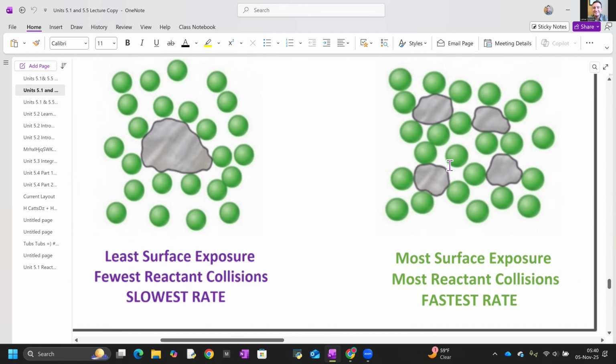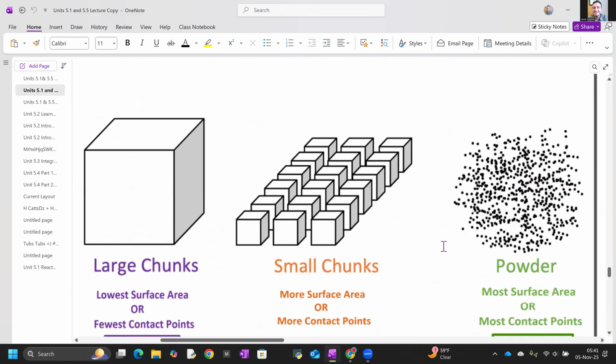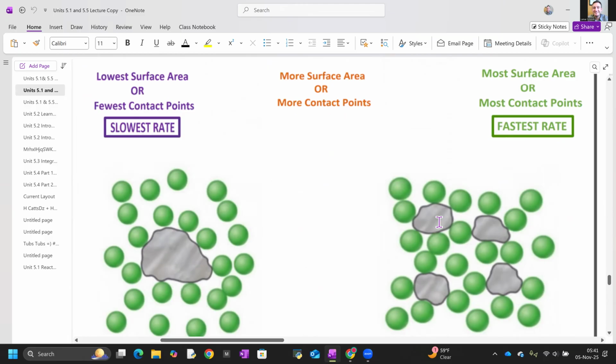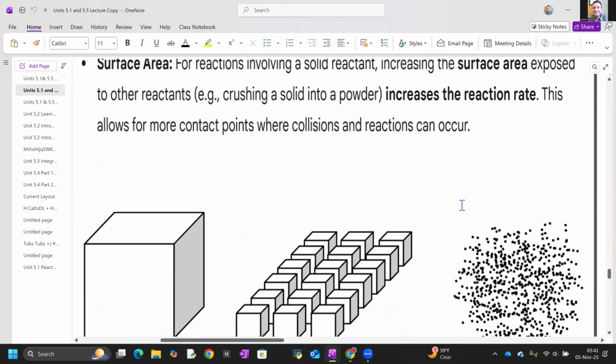So what we're going to then see is that this has more contact points, more areas where reactant particles can collide. And so then we're going to see a faster rate. And so that's how surface area affects the rate of the reaction, because there's going to be more areas for collisions to take place. And if there's more collisions, then there's more effective collisions. All right. And so a higher surface area will lead to a faster rate. We just need to make sure we understand the concept of surface area.